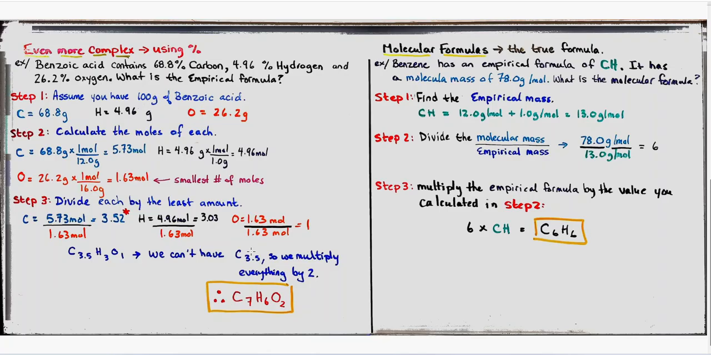A molecular formula is the true formula, and we're generally given the empirical formula and asked to figure that out. So the empirical formula for benzene is CH. It has a molecular mass, a true mass, of 78.0. I want to know what the molecular formula is. So first thing is I find the empirical mass. So I go 12 for the carbon and 1 for the hydrogen, and I get 13. I then take my molecular mass, which I was given, divided by my empirical mass, which I figured out, and I get 6. And then all I do is I take this 6 and multiply it to my empirical formula. Hope that helps.